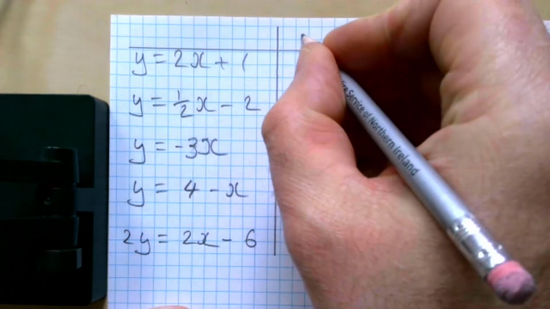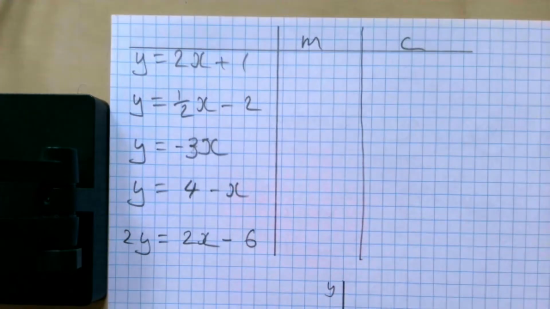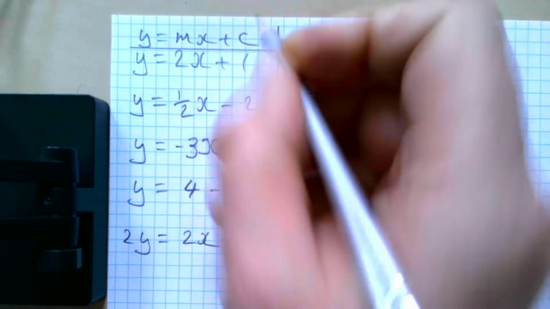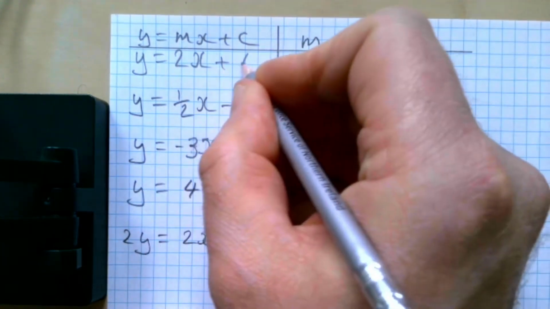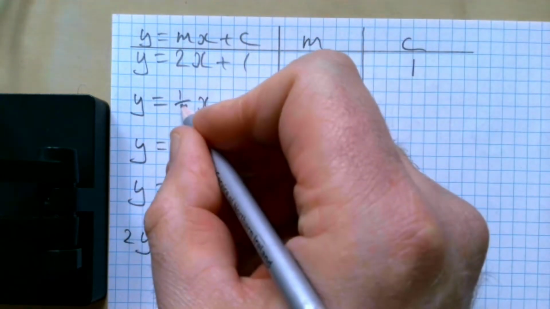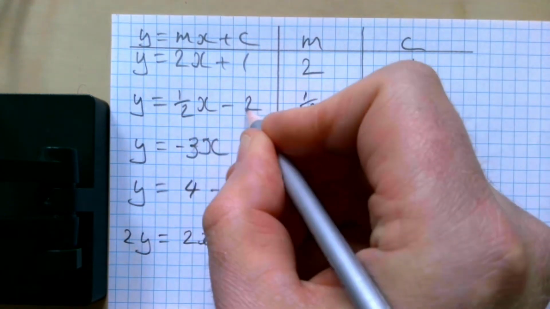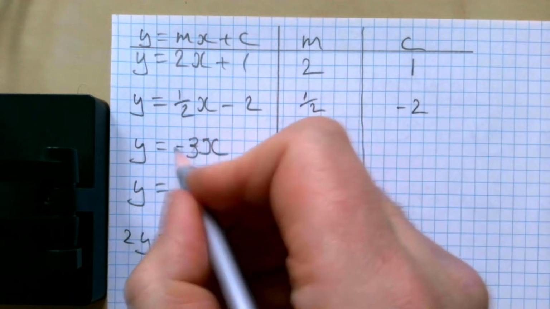I'm going to work out the m and the c for each of those before I plot any of them. Okay, so it's y equals mx plus c, and hopefully then you can see the pattern. The m in this case is going to be 2, that's a gradient of 2, y-intercept then of 1. Next one, the m is a half, that's a gradient of a half, y-intercept then of minus 2, so it crosses at minus 2 on the y-axis.